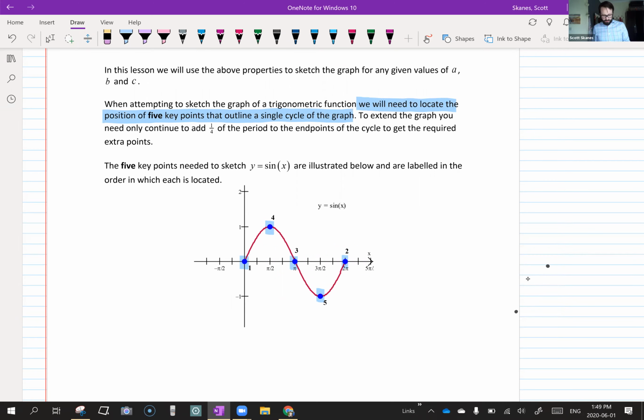And there's a very standard method for getting those 5 points that's the same every single time. You just need to find the same stuff that you found before: amplitude, period, phase shift, and use those. They'll help you find your points. So I'll show you how that's done, okay?